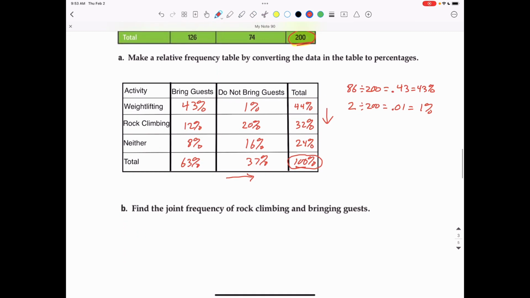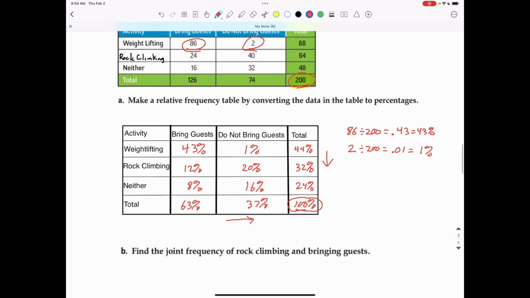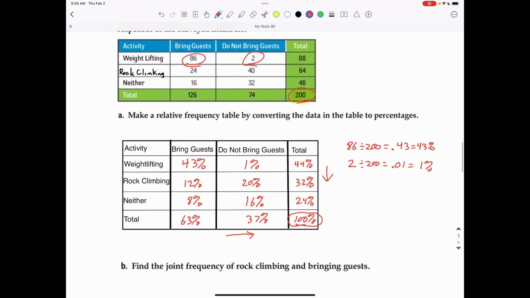Part B asks to find the joint frequency of rock climbing and bringing guests. This is not relative frequency. Relative frequency would be the percentage table. We want the original table, which is rock climbing and bringing guests. So we're going to go to the cell that represents rock climbing and bringing guests. And bringing guests and rock climbing is this cell right here, 24.